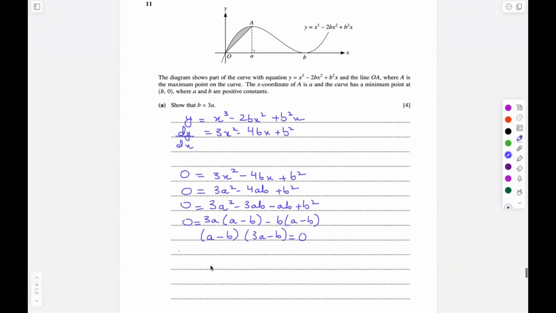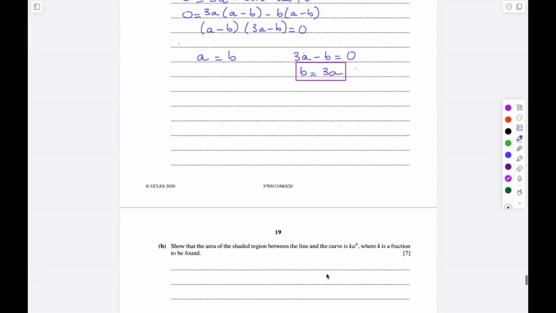So one of the values will be a equals b, and the other will be 3a equals b. As it is 3a minus b equals 0, we can take b on the other side and write it as b equals 3a. Now, one of the values, a equals b, we already have, which is the maximum point, and the other point will be where b equals 3a. So we had to prove b equals 3a, and here we have that b equals 3a.